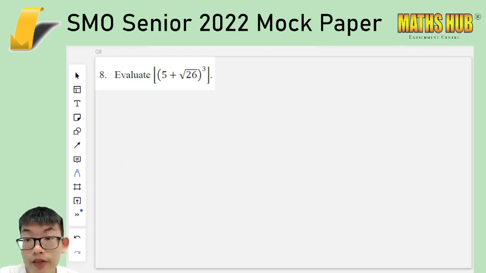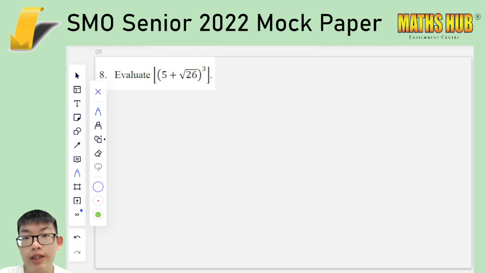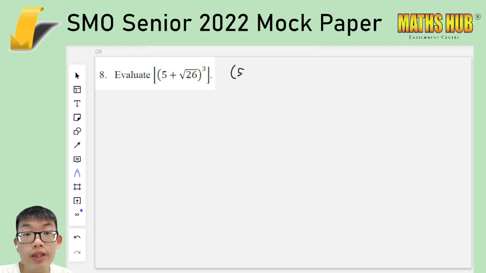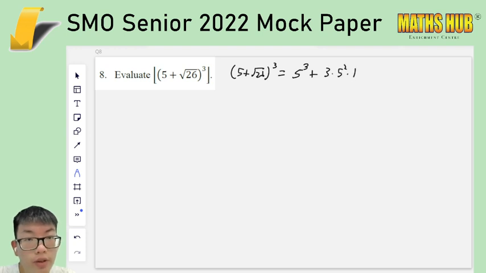Because if, let's say, we did cube this, (5 plus square root 26) cubed, that's certainly possible. By using the binomial theorem, we can expand it. So you get 5 cubed, 3 times 5 squared times square root of 26, this is the next term. And then 3 times 5 times square root of 26 squared. And then square root of 26 cubed.